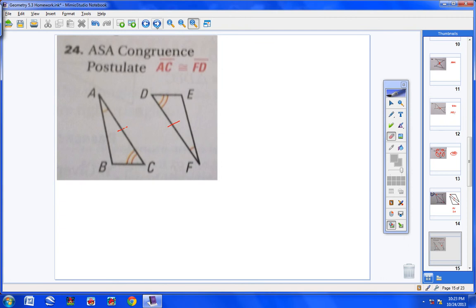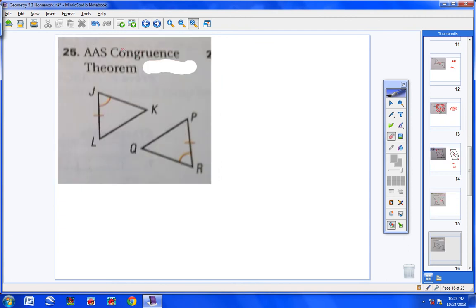All right, let's try number 25. Here they want us to use angle, angle, side. Now come on, think about this, guys. Angle, angle, side. That means I need two angles.